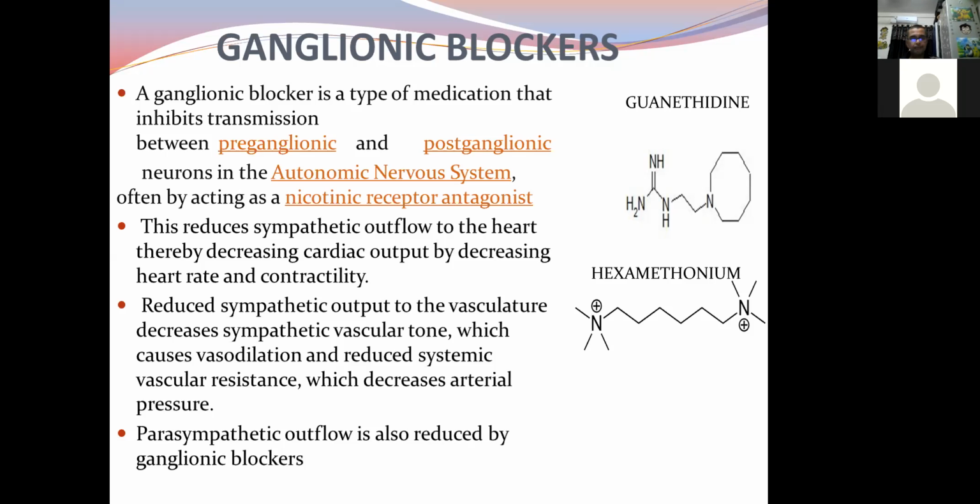They inhibit your nicotinic receptors, which are present in your autonomic nervous system, and thus prevent the release of neurotransmitters like epinephrine and norepinephrine, and thus reduce your cardiac heart rate and decrease your peripheral resistance. This is how the ganglionic blockers act.